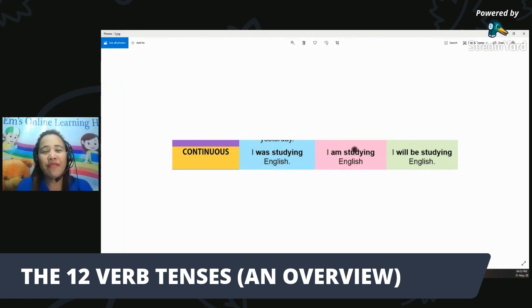Now we have here the present continuous. For the present continuous, when are we going to use it?